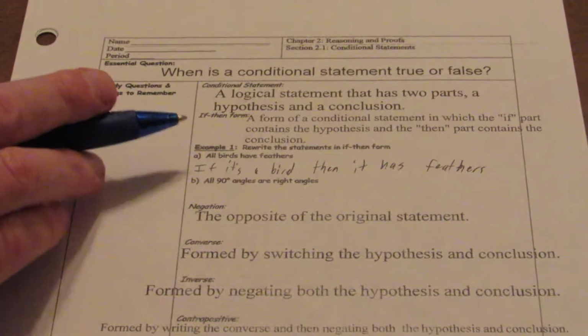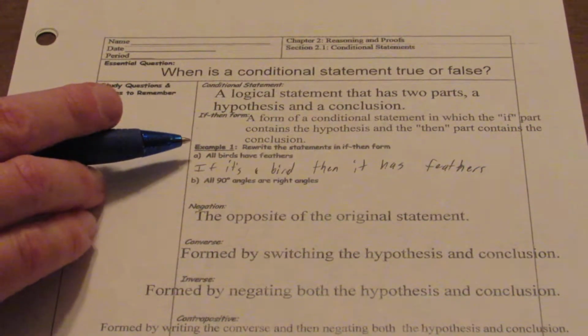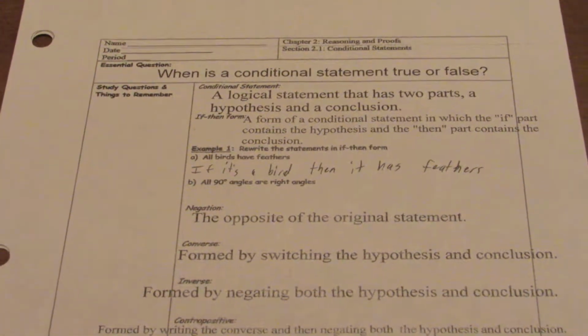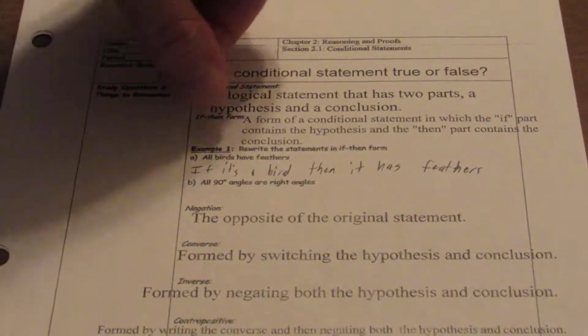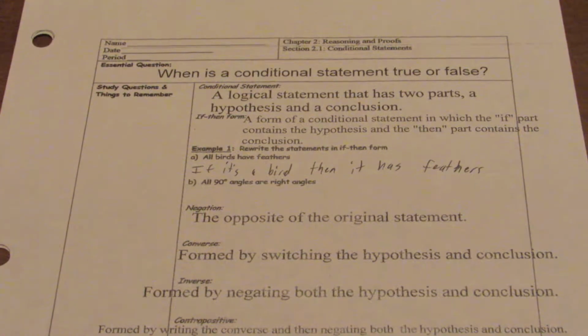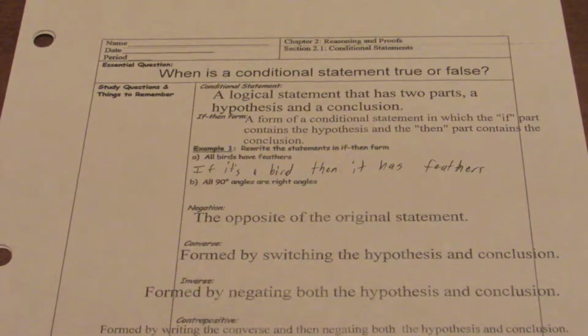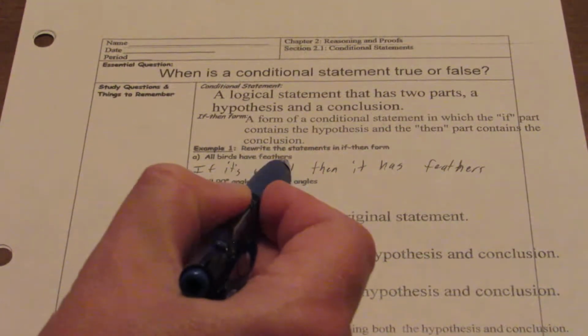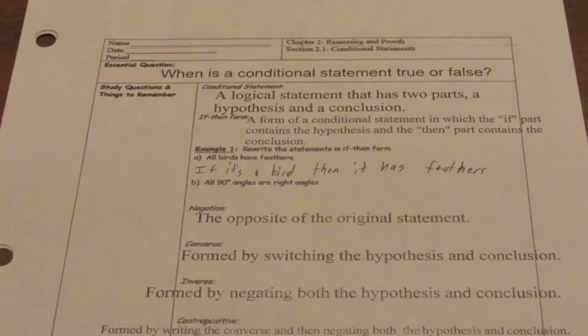So example 1, we say all birds have feathers. So we write if it's a bird, then it has feathers. So think of what in the statement here, when you're writing that out, is what you're starting with. So here you have all birds as one thought, having feathers as a second thought. That's how I'm separating it.